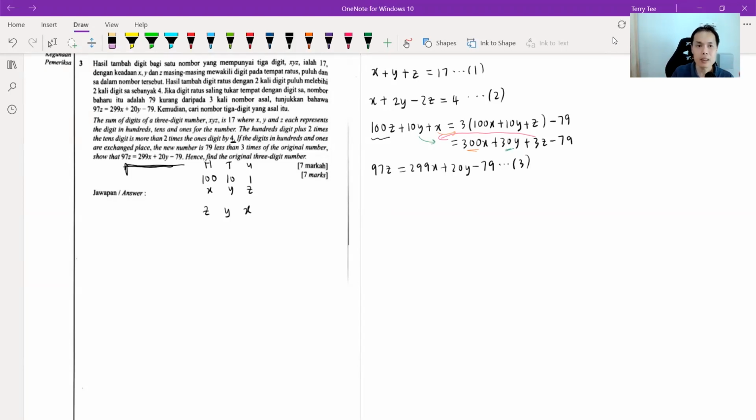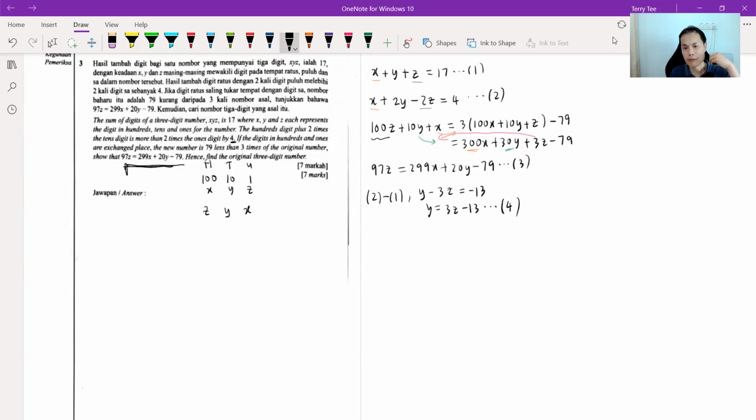Okay, to get rid of x and z, if you look at equation 1 and 2, they have the same coefficient of x. So let's take equation 2 minus equation 1. When I minus, x minus x disappears, 2y minus 1y, I get 1y, minus z minus 1z, you get minus 3z. And 4 minus 17, I get negative 13. Let's make y the subject: y = 3z minus 13. This I'll call equation 4.